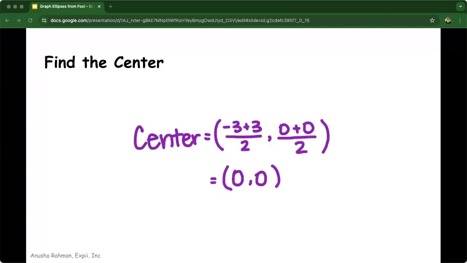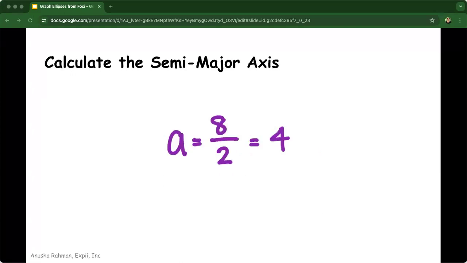The center of the ellipse is the midpoint between the foci. Using the midpoint formula, we can find the center at 0, 0, which is the origin. Then we're going to calculate the semi-major axis. The semi-major axis, a, is half the length of the major axis. Since the major axis length is 8 units, a is 4.